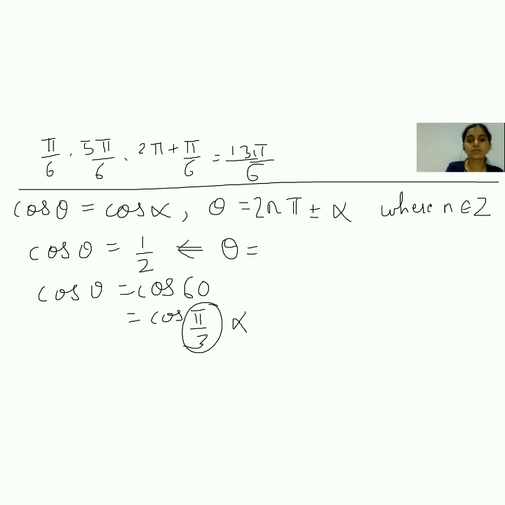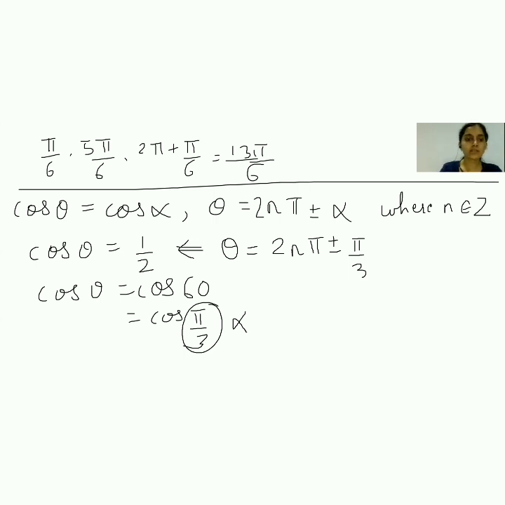Generalized solution for this sum will be what? 2n pi plus minus pi by 3. Okay, and you can write as many values as you want by substituting the value of n. Okay, this is cos theta.